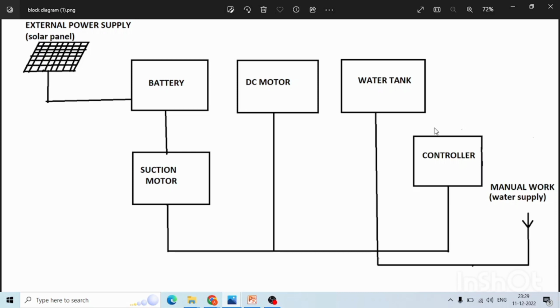The solar energy, which is the external power supply, helps us in charging the batteries. The battery is the main component which delivers power throughout the system. The two main and important components in our machine are the DC motor and the suction motor. Power supply is connected to both, and the suction motor uses a suction pump in between the two brushes.